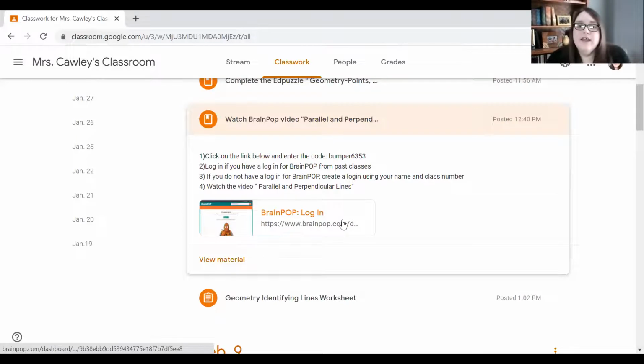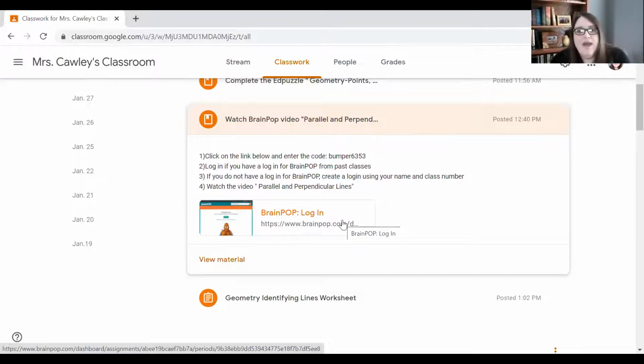So this says, click on the link below and enter the code bumper6353. Now I know we tried to do this in class the other day and I messed up. And I didn't understand that you needed to create a login. So that is what I'm asking you to do now.